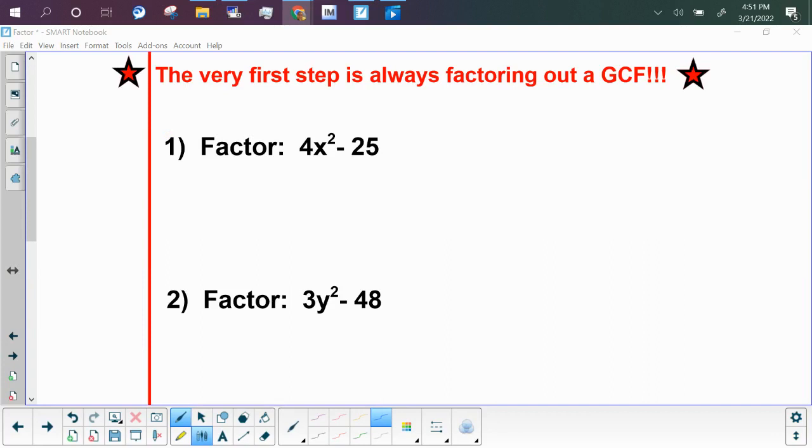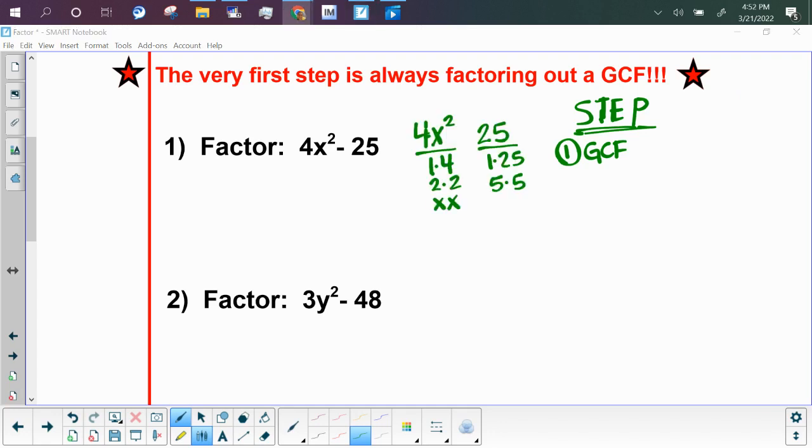So our first example is factor 4x squared minus 25. First step is super duper important. It is GCF. Okay, and we're going to do GCF just like we did it before. Okay, so pause your videos, find the GCF of that. Okay, so I got 1 times 4, 2 times 2, x times x. And for 25, I got 1 times 25, 5 times 5. So if I'm looking at this, the biggest one that they share is a 1, and they don't have any variables in common. So the GCF is 1, which is the same as no GCF. So I don't need to do anything with my GCF this time.